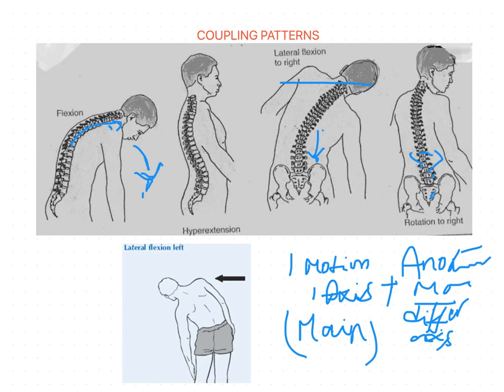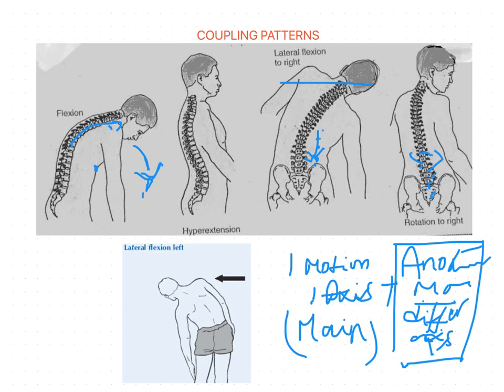So the actual motion is taking place in which axis? That means the transverse plane and the vertical axis, isn't it? What happened to the other motions? One is side flexion, or lateral flexion, which is taking place in the coronal plane, around the sagittal axis. So here the axis is going to differ. In forward flexion also, it is the sagittal plane and coronal axis. So the other motions are taking place in different axes. Such motions associated with the main motion are called coupling patterns.